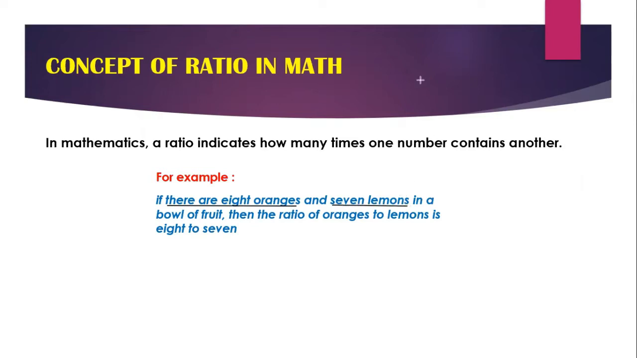So what is the ratio? So the ratio of this case is oranges to lemons equal 8 to 7. Right? That's the ratio. Oranges to lemons equal 8 to 7. So that's the meaning of this example. Clear, everyone? Okay, next.